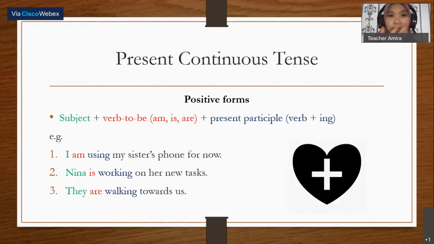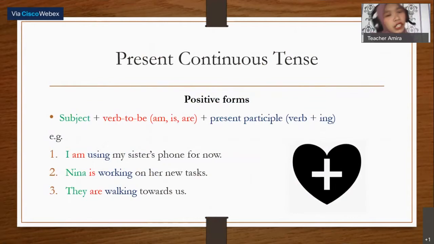I heard some thunder. Okay. You remember that guy in the first slide? In the first slide, we are talking that he is watching the TV. So this is how to construct sentences for present continuous tense. Okay, the first one, we should have the subject in the beginning of the sentence. This is for positive forms. And then we have verb to be.